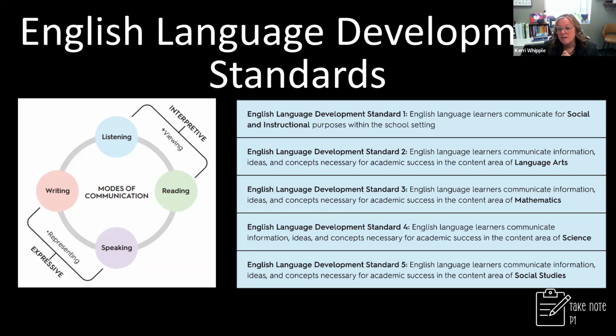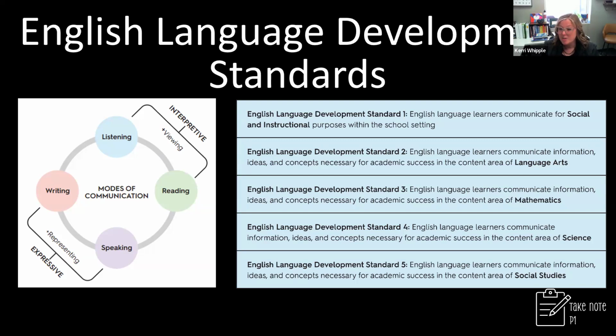So WIDA sees that there are five English language development main standards. The first one is the language that we use to communicate for social purposes and instructional purposes. So providing directions on how to do something in your classroom, that would be social and instructional language, the language you're using to tell them to explain something or describe something.